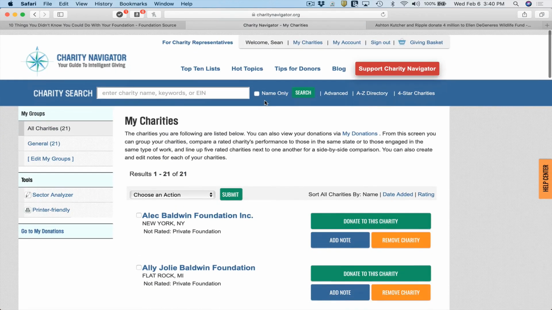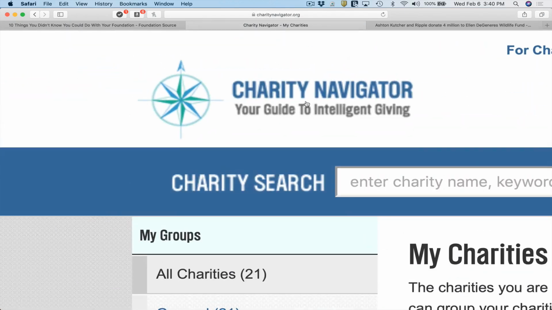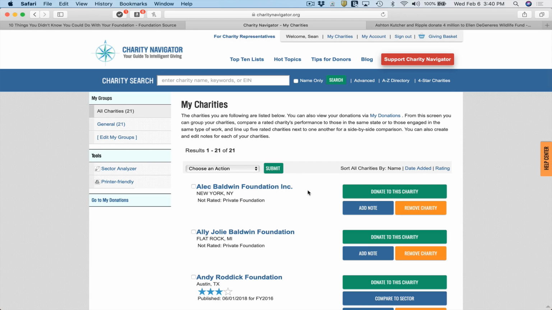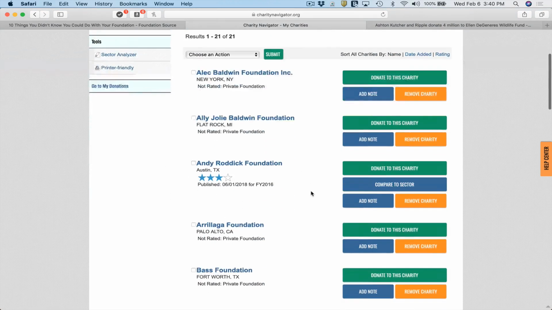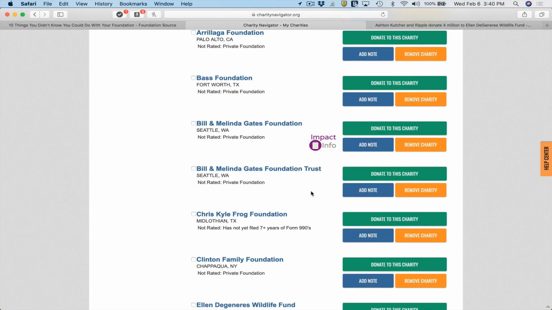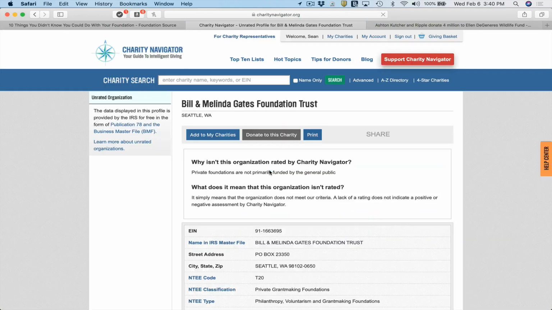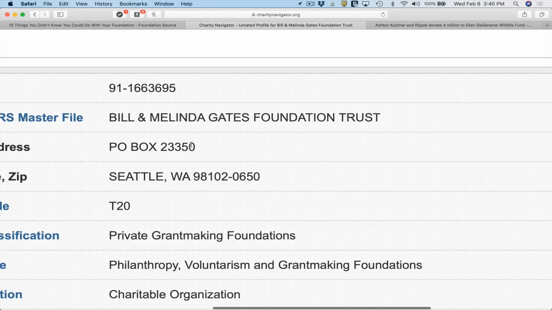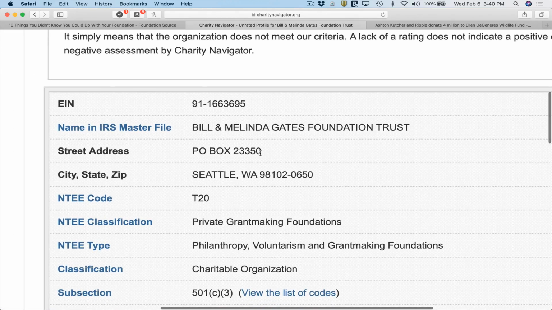The other website I wanted to point you to is Charity Navigator. Charity Navigator simply pulls in all the information from the IRS about these different foundations and charities. And so you can look at the Bill and Melinda Gates Foundation, all right? This is the Bill and Melinda Gates Foundation Trust, where the majority of their wealth and money sits.